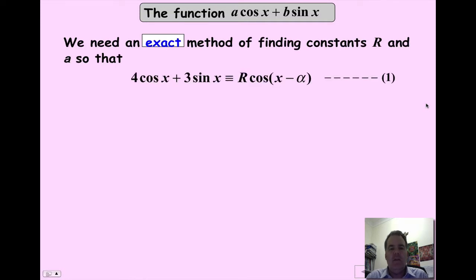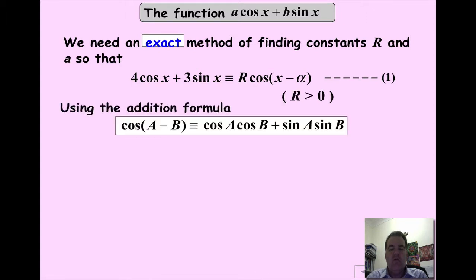So the method is, we're going to find an exact method for finding out if 4 cos x plus 3 sin x equals something, r cos(x minus alpha). So we've shifted it across and we've changed the amplitude. We want to find the values of r and alpha in that equation.